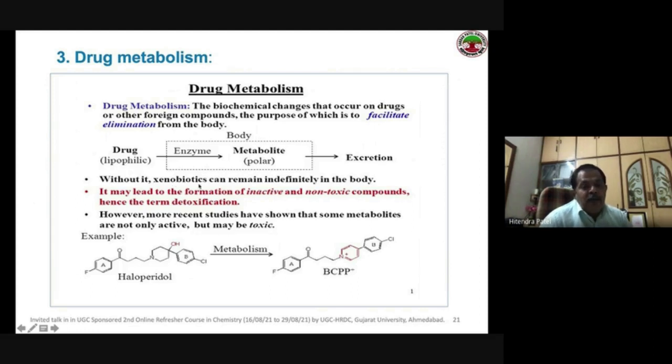Now without it, the xenobiotics can remain unchanged in the body. This may lead to the formation of an inactive as well as non-toxic compound, hence the term detoxification, right?